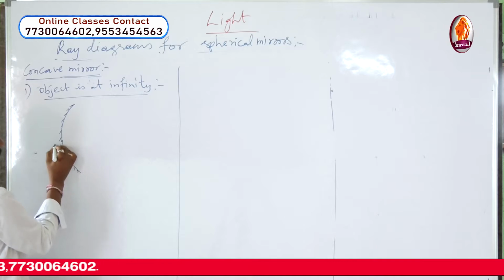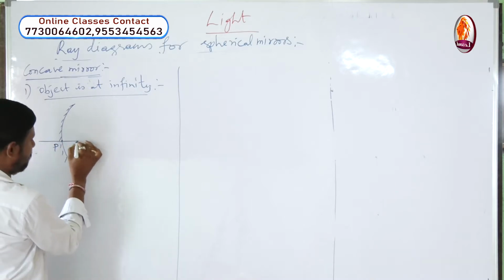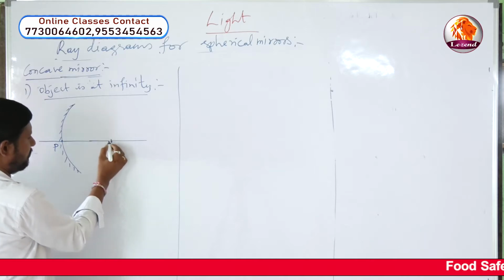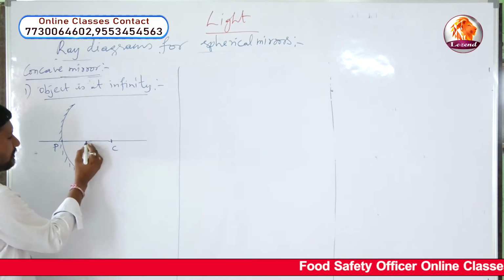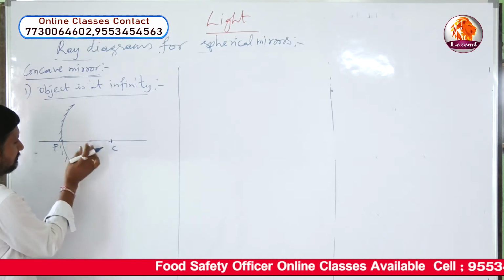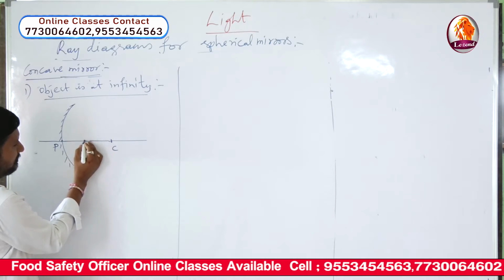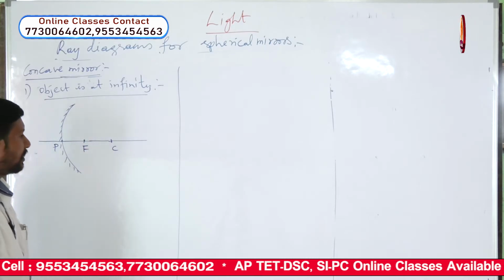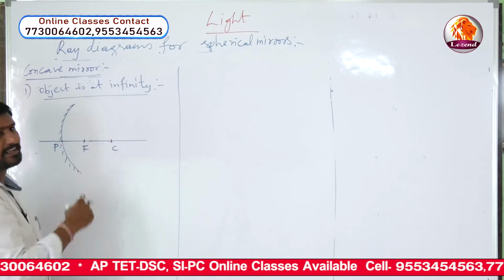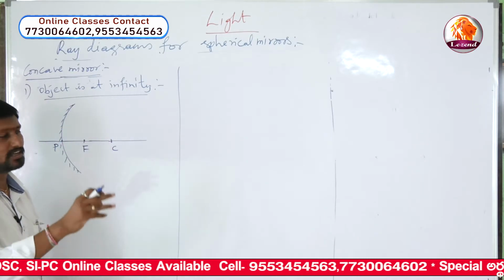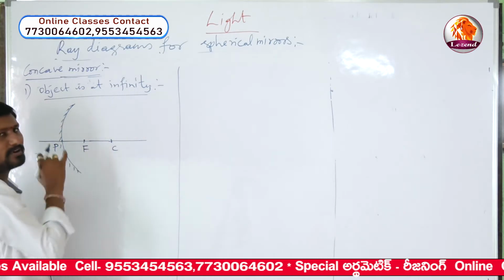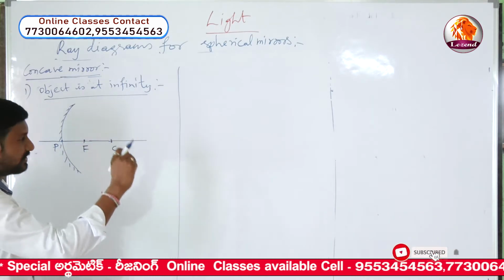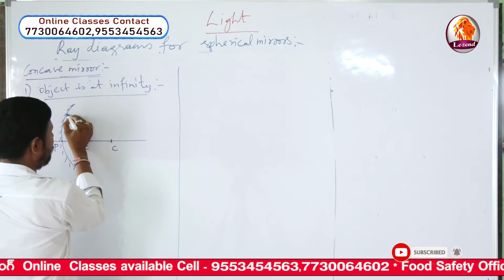The geometric midpoint is the pole, the center of curvature, and the midpoint of this is exactly the midpoint. Let us consider this is the principal focus, capital F. Now you know that the object is at infinity. When the object is at infinity, how do the light rays come from the object and fall on the mirror? As I told you, when the object is at infinity, we can show that what now?